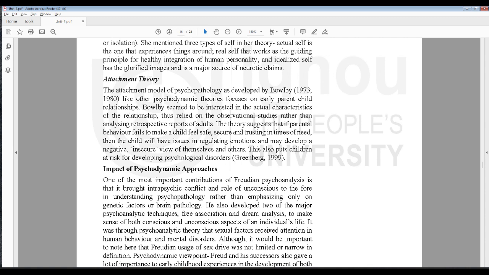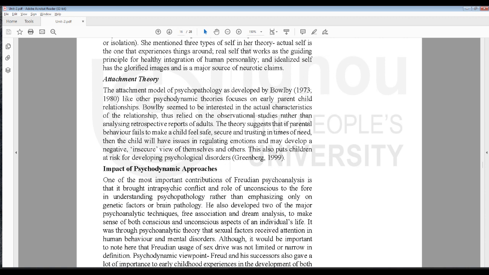Attachment theory. The attachment model of psychopathology as developed by Bowlby, 1973-1980, like other psychodynamic theories, focuses on early parent-child relationships. Bowlby seemed to be interested in the actual characteristics of the relationship, thus relied on observational studies rather than analyzing retrospective reports of adults. The theory suggests that if parental behavior fails to make a child feel safe, secure and trusting in times of need, then the child will have issues in regulating emotions and may develop a negative, insecure view of themselves and others. This also puts children at risk for developing psychological disorders.